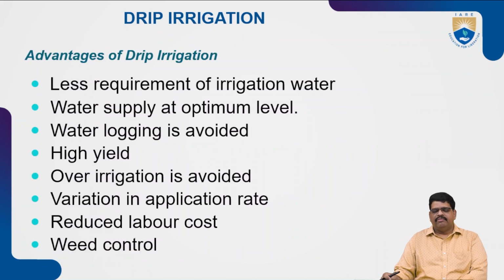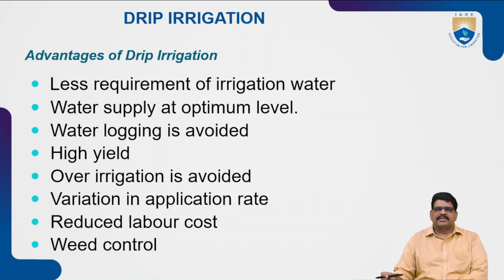So what are the advantages of the drip irrigation system? Main advantages of drip irrigation system: less requirement of irrigation water, as we discussed. This method we can generally apply where there is not sufficient water. So that's why this method can be applied. With less requirement of water, more area can be irrigated. Such types of methods can be applied.